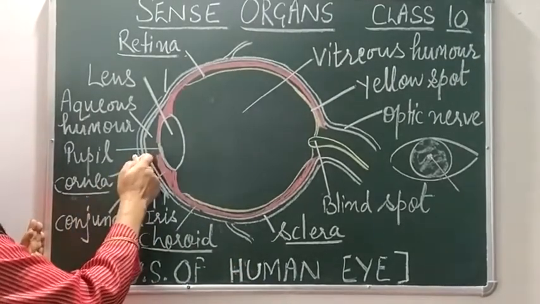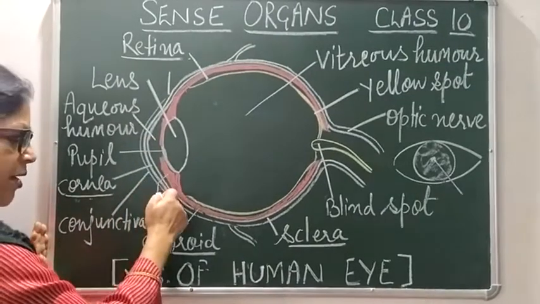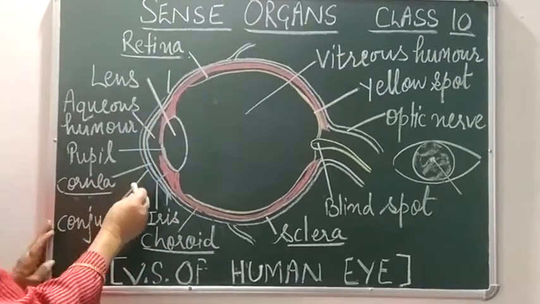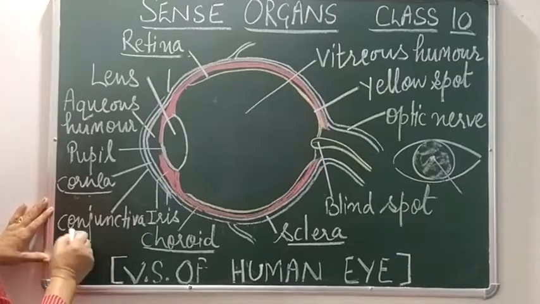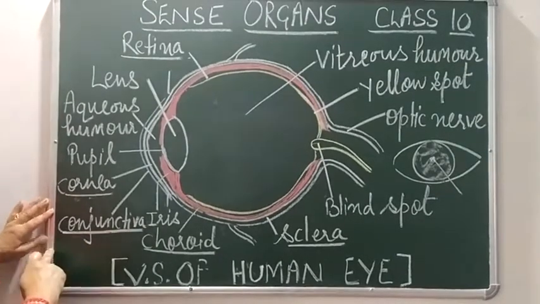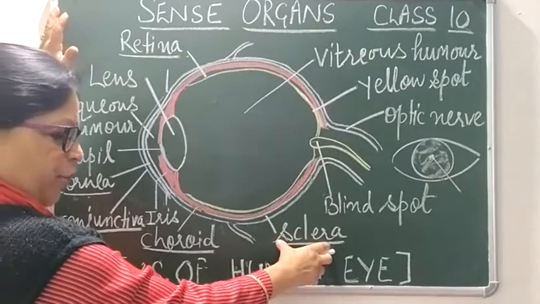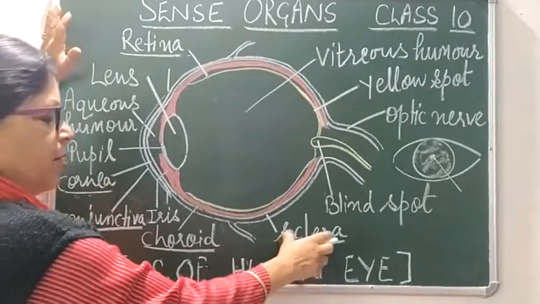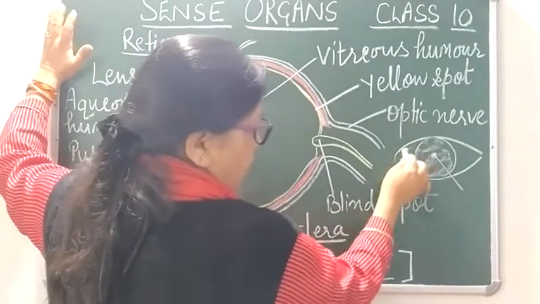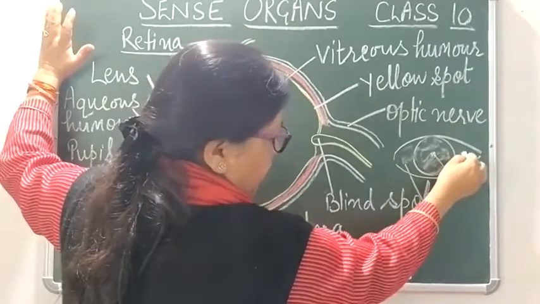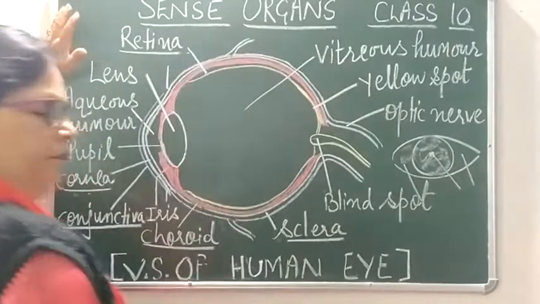And the cornea is protected, again covered by a membrane. This is called conjunctiva. One by one I am explaining all these parts. Sclera is the protective layer of the eye, white in color. This white portion of the eye is the sclerotic layer.